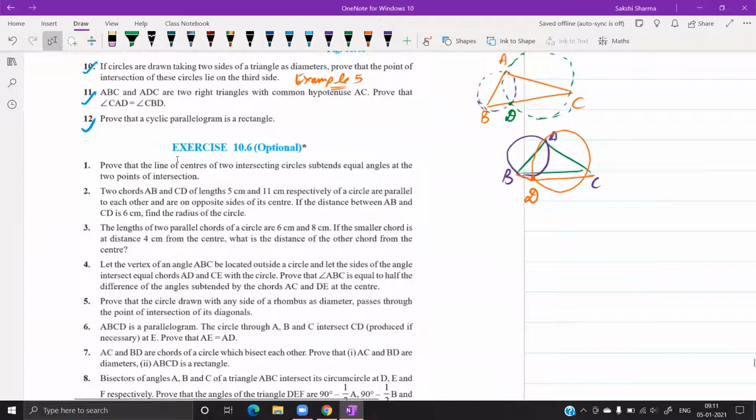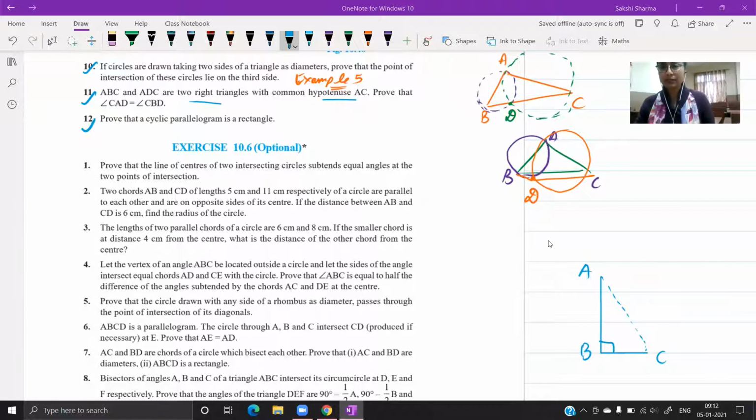Question number 11. You have two right triangles with common hypotenuse AC. Prove that angle CAD equals angle CBD. So you want to draw a line segment AC, or you can draw two triangles which have AC as the common hypotenuse. So simply, let us say this is triangle ABC. AC is the common hypotenuse. The right angle will be at B, obviously, because AC is the hypotenuse. The angle opposite to AC will be 90 degrees.